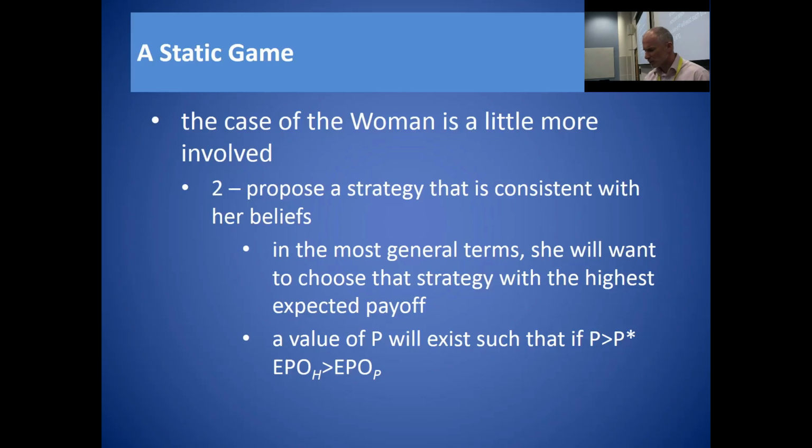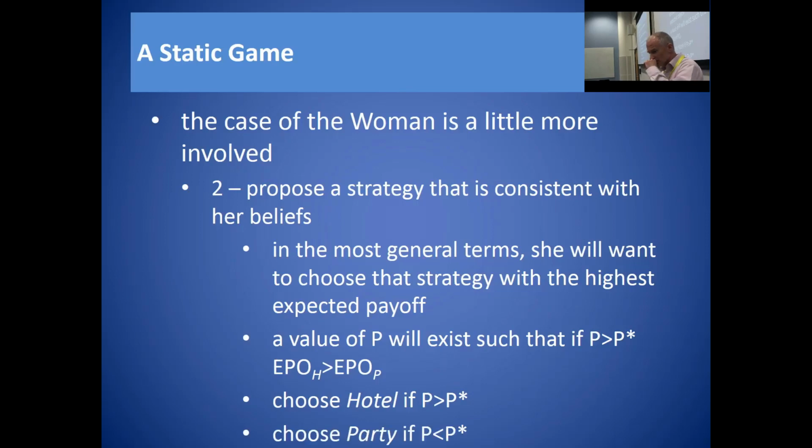And if that's the case, what would the woman want to do? Well, if the expected value of going to the hotel is greater, she will want to choose to go to the hotel. So the woman will choose to go to the hotel if the value of P is greater than that crucial value P star. Just as simple as that. What we're going to be working through is to find that crucial value P star. So the expected payoff of going to the hotel is greater than the expected payoff of going to the party if P is greater than P star, and the woman will always choose to go to the hotel.